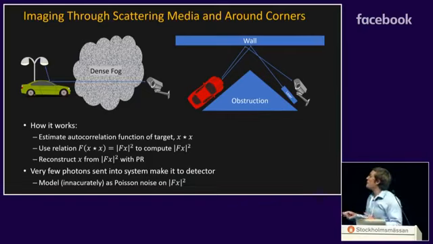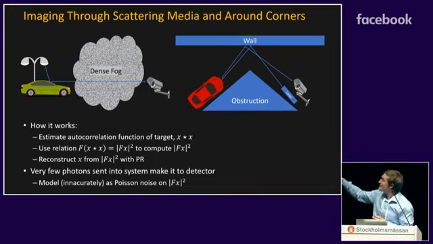A related problem is imaging around corners, where you have a camera and a laser co-located in such a way that they can't see the target, but you can bounce laser light off a wall onto the car, back to the wall, and then image that on the camera. In both these applications, essentially linear algebra lets you estimate the autocorrelation function of the target, that is x star x, and then you can use the relation that the Fourier transform of the autocorrelation is equal to the magnitude squared of the Fourier coefficients. From there, you can use phase retrieval to reconstruct the signal.